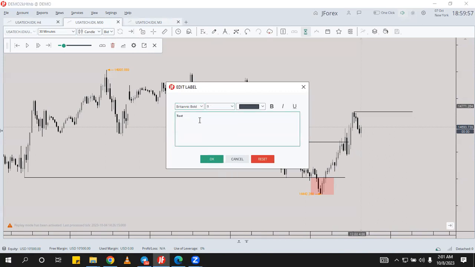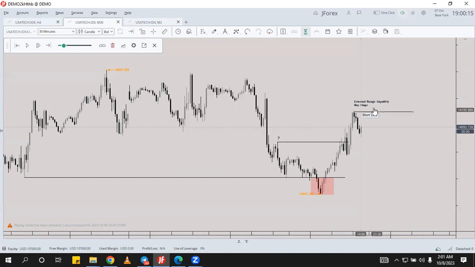And within that external range liquidity, we have what we call buy stops, right? So I'm going to call that external range liquidity. And basically we have buy stops there, right? So meaning that is our most immediate draw on liquidity right above there.